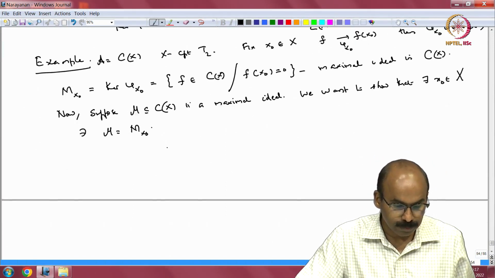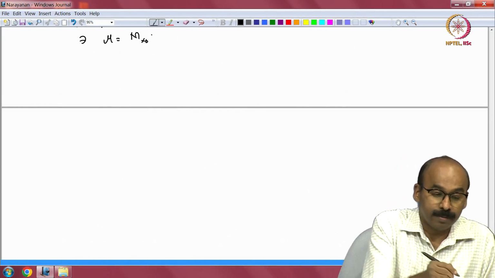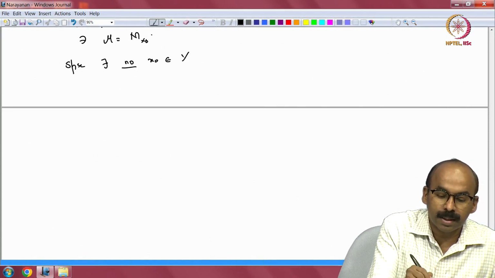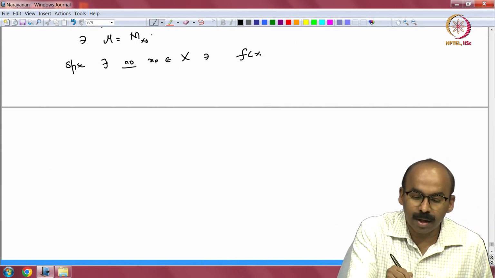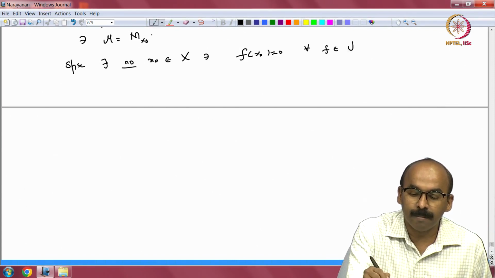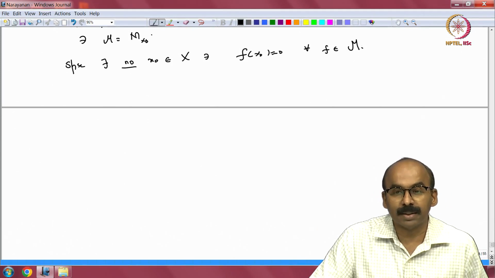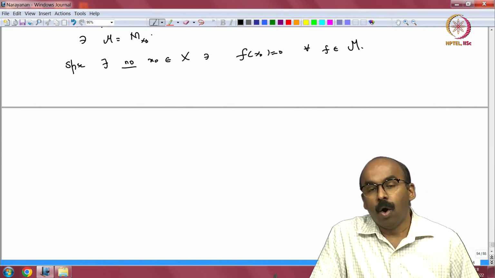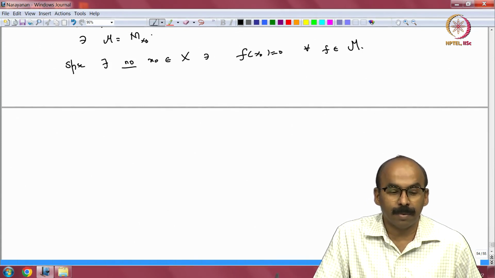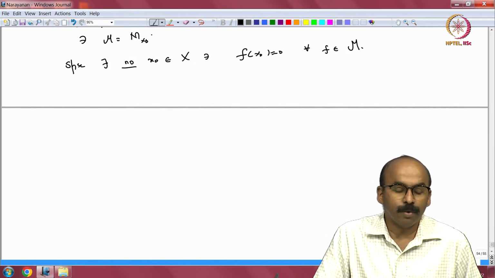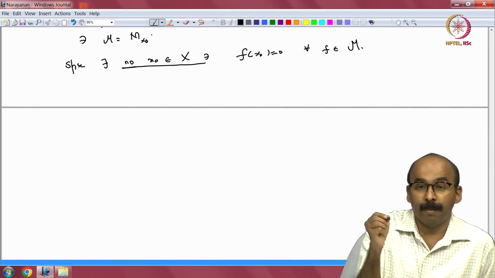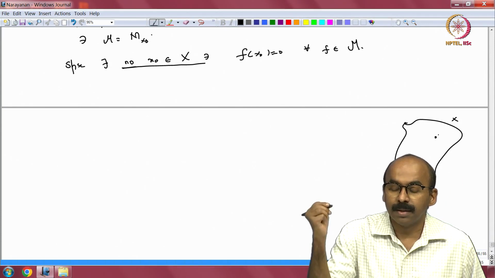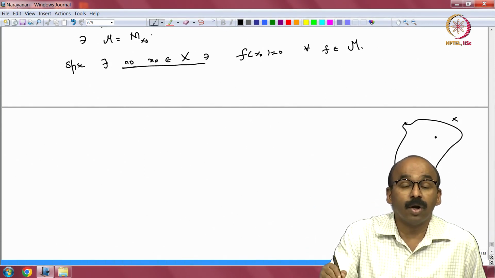Let us try to prove this. Suppose not, suppose there exists no x naught in X such that f of x naught equals 0 for every f in M. M is a fixed maximal ideal and I want to show that M is actually equal to M sub x naught. So I want to find a point where all these functions vanish. Suppose not, that means I am assuming there is no such x naught. So whatever point I take in X, there is a function in the maximal ideal which does not vanish there.